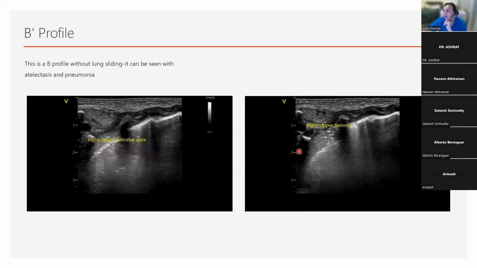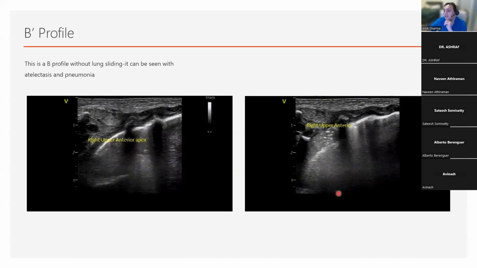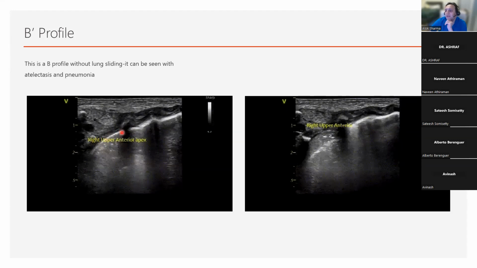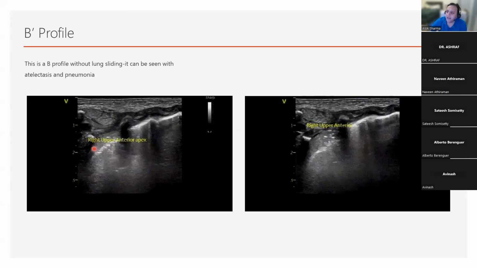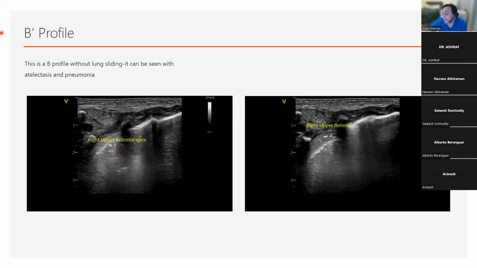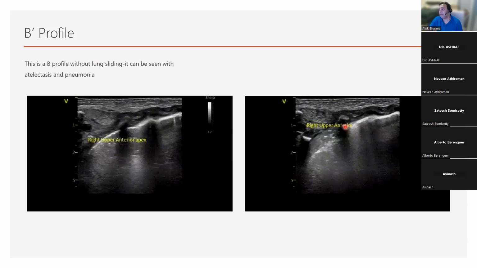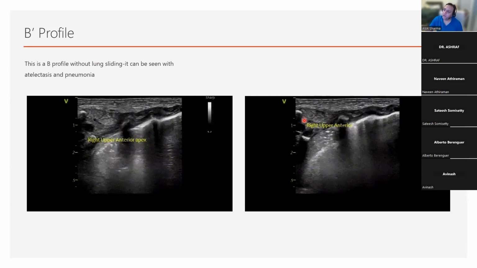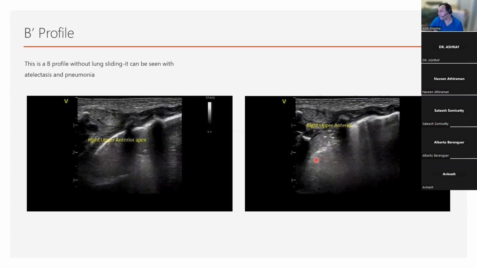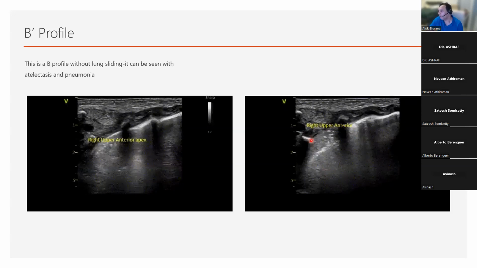So on the right hand side is before the tube was pulled back and on the left hand side is after. But really what you can see here is that the pleura is not moving, and that's because we just don't have enough aeration to produce consistent sliding. So this is classically what you call a B- profile. In this situation, you can't see pleura at all. You've got a lot of interstitial edema over here with static air bronchograms, no pleura.